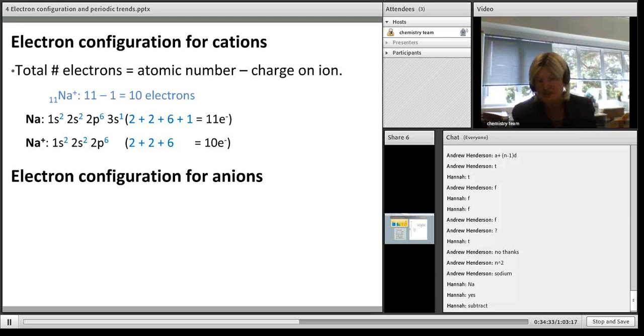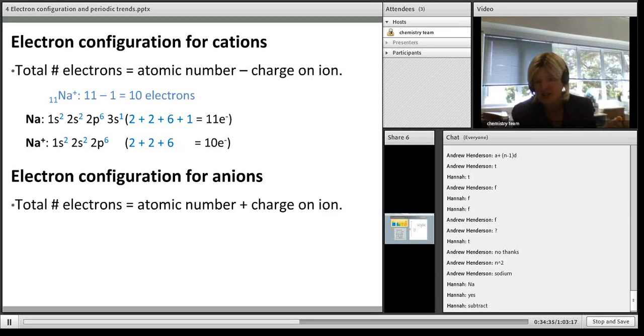It's the same as the noble gas configuration. It'll be 10 electrons. And if I have anions, you add on the charge, so you've got now more electrons. So if I had oxygen, oxygen has got, oh, I've made a mistake. I've left the 11 there. Sorry, that's a mistake, that 11 for oxygen.